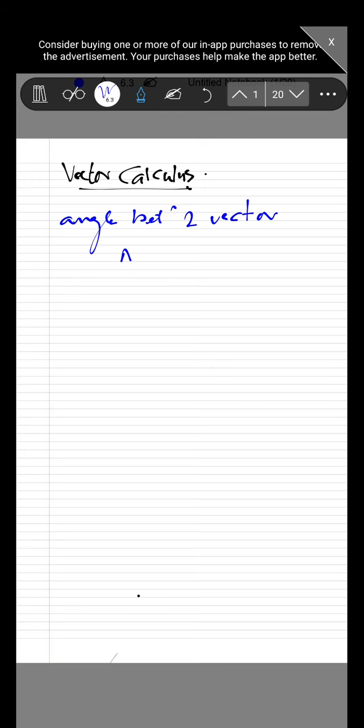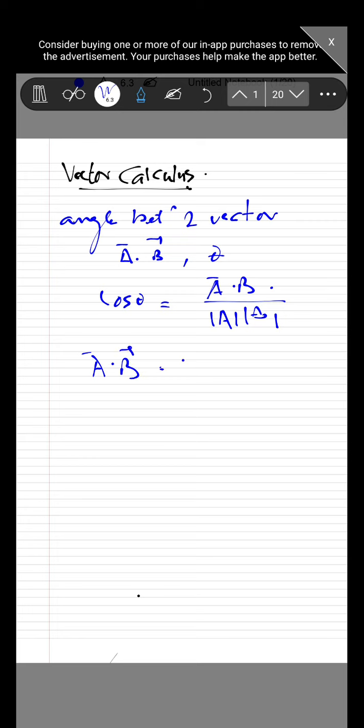If A and B are two vectors, and the angle between them is theta, then we have cos theta equal to A dot B divided by mod of A into mod of B. It basically comes from the fact that A dot B is actually AB cos theta. So there we can find out the value of this theta.